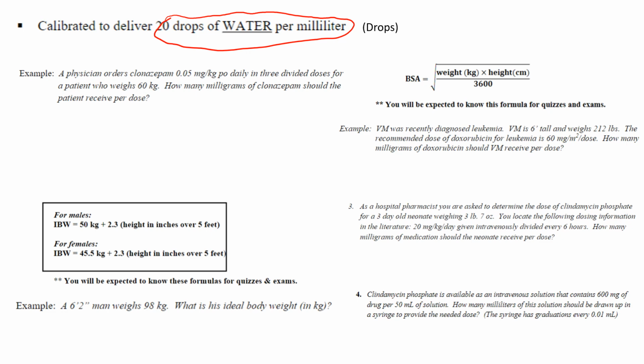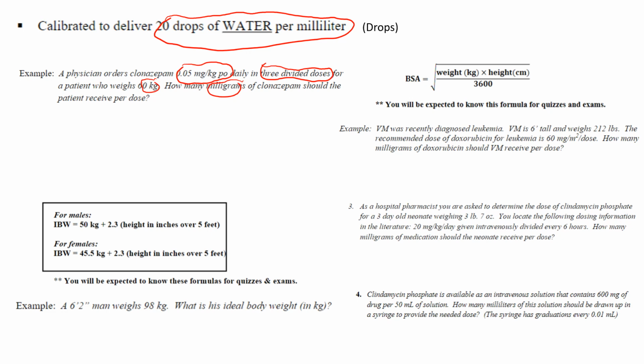What this first problem wants us to do is: a physician orders clonazepam 0.05 milligram per kilogram per day, divided into 3 doses for a patient that weighs 60 kilograms. So how many milligrams of clonazepam should we have? And for this, I will actually hold off because I do want to teach ideal body weight first.